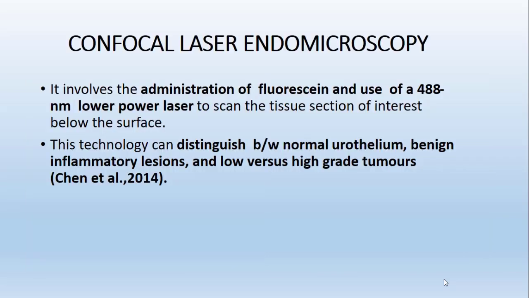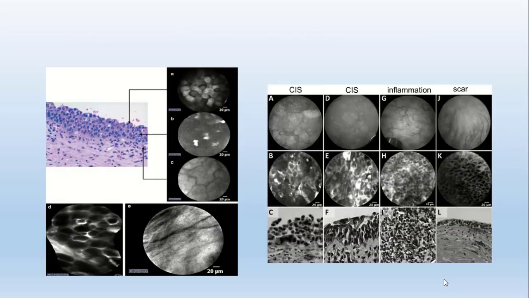Confocal laser endomicroscopy involves the administration of fluorescein and the use of a 488 nanometer low-power laser to scan the tissue section of interest below the surface. This technology distinguishes between normal, benign, inflammatory, and high-grade tumors. This is endomicroscopy with laser, which can differentiate carcinoma in situ, inflammation, and scars.